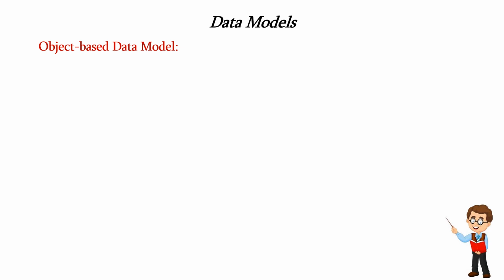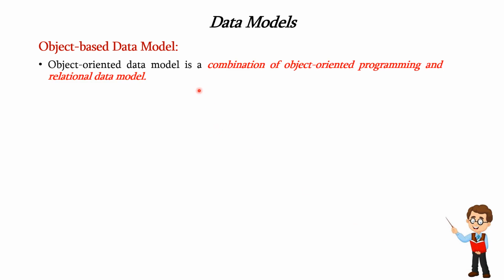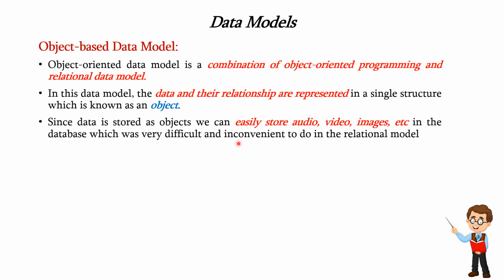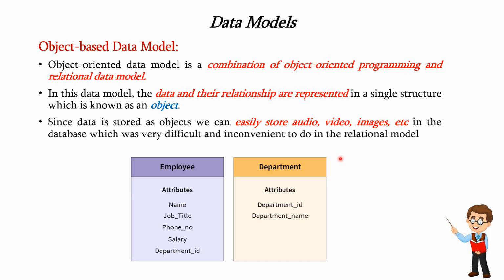So, next is object-based data model. Object-oriented data model is the combination of object-oriented programming and relational data model. In this data model, data and the relationship are represented in a single structure which is known as an object. Since data is stored as object, we can easily store the audio, video, images, etc. in the database, which was very difficult and inconvenient to do in the relational model.